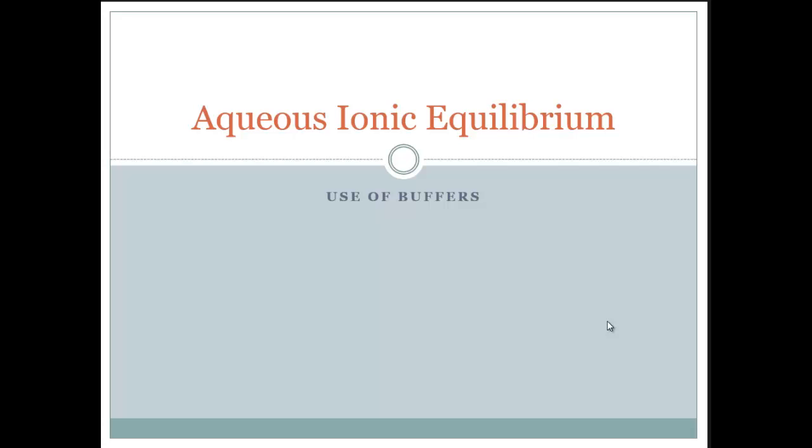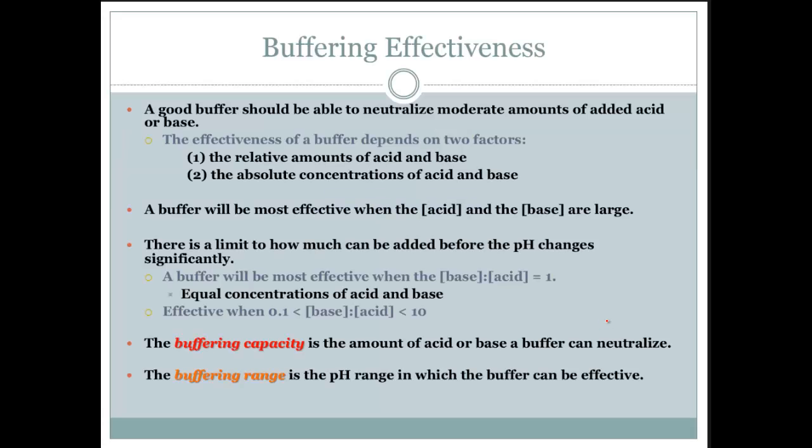In this tutorial, we will be discussing the use of buffers. A good buffer should be able to neutralize moderate amounts of added acid or base. The effectiveness of a buffer depends on two factors: the relative amount of acid and base, and the absolute concentrations of the acid and base. A buffer will be most effective when the concentration of the acid and the concentration of the base are large. There is a limit to how much can be added before the pH changes significantly.